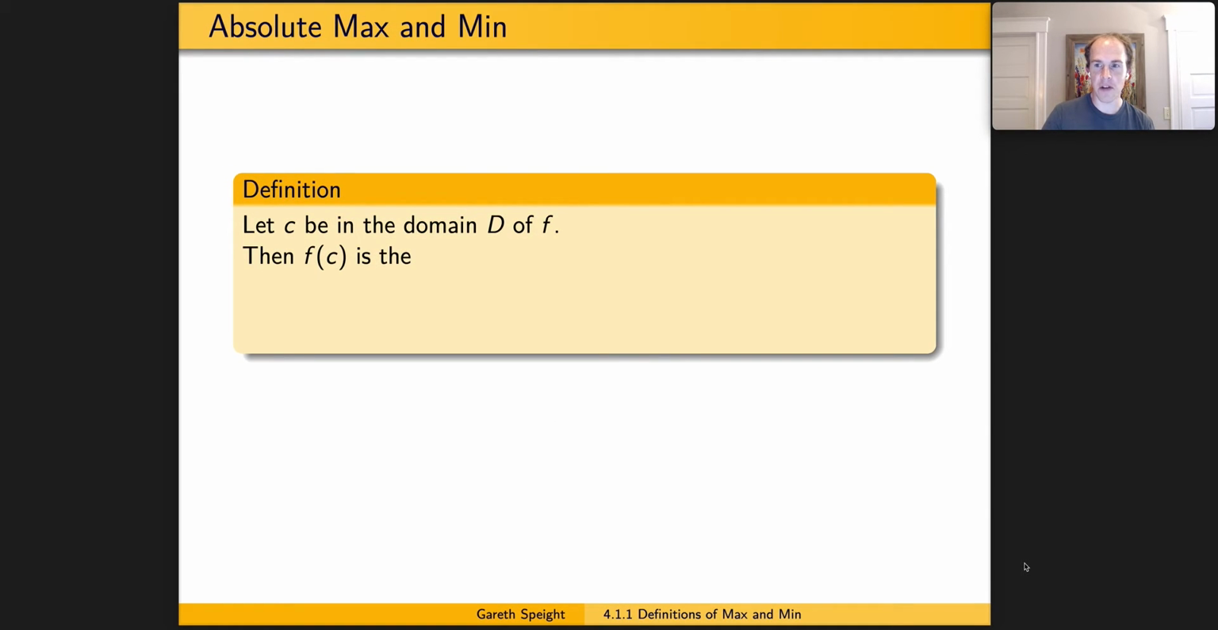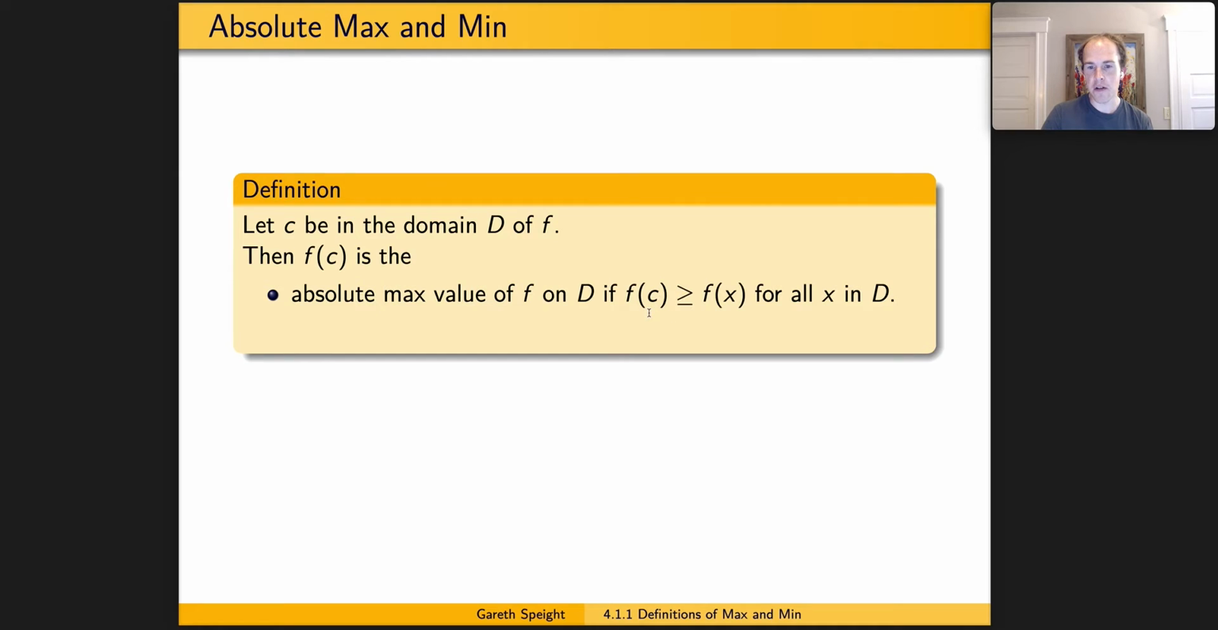So let's start off with absolute max and absolute min. Let's suppose we have a number c in the domain of f. Then we say that f of c, the value at c, is the absolute max value of f on our domain D if the value of the function at c is bigger than the value of the function everywhere else, right? So f of c is bigger than all the other values f of x, wherever we consider it, whether x is far away or nearby or wherever, okay?